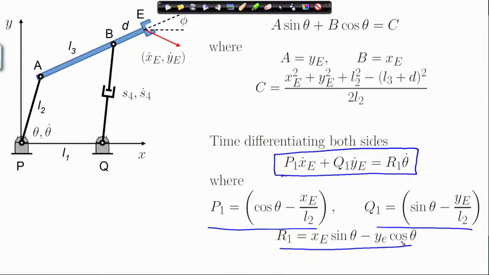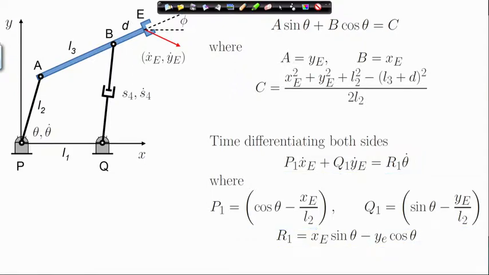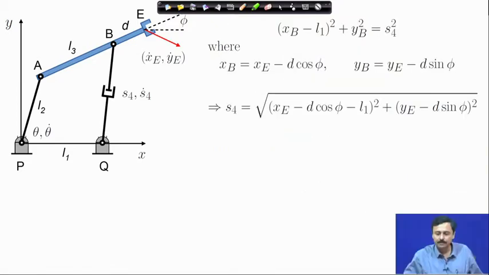So, this equation relates xe dot, ye dot and theta dot, but this is not enough. I need one more relation. I must also relate S4 dot to xe dot and ye dot. So, let us move on. Here I have one relation. Next I must bring in S4 dot. So, that is what we are going to look at.